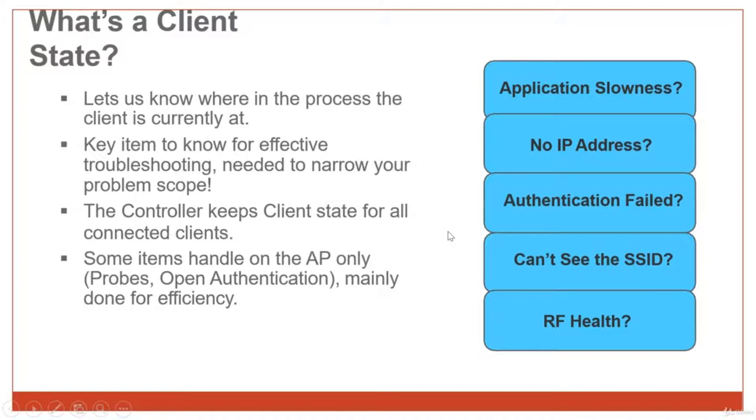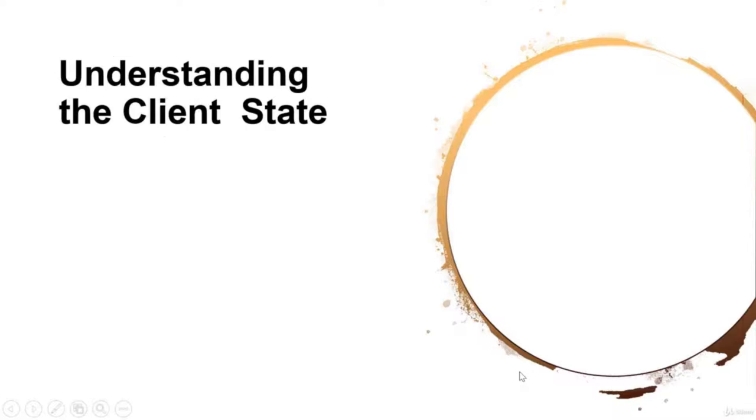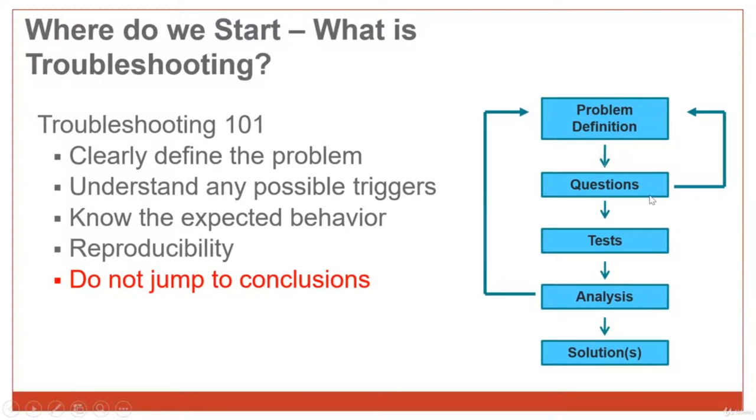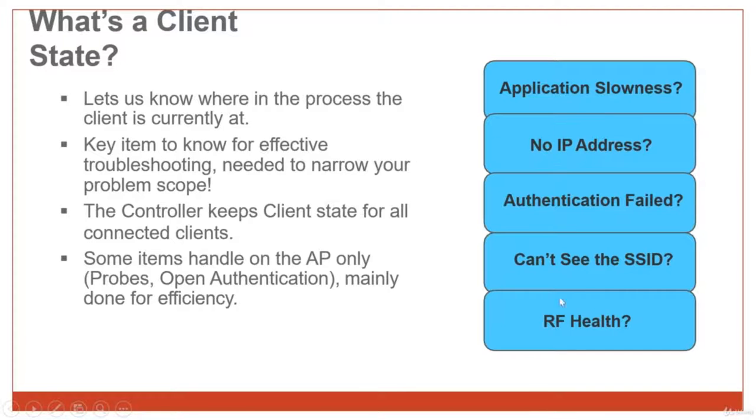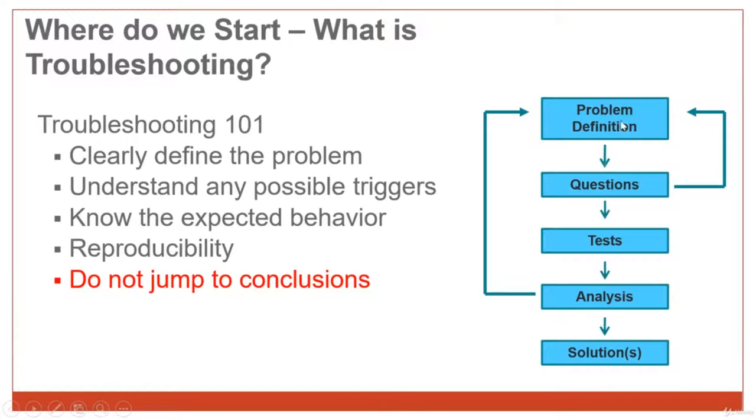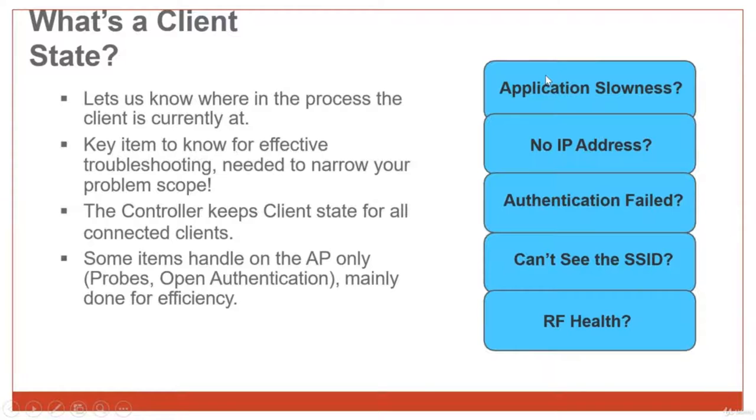So those things should be added, and these things should go inside the questions. You go and ask these questions: what exactly are you facing? For example, application slowness means you have done the authentication, you have the IP address, you have the RF health, you can see the SSID. Again, application slowness can map to the RF health also. If you have a weak signal, then maybe that is the cause of the slowness of the application, correct? So we need to understand, looking at this chart, that there is the problem, then questions, and while you are doing the analysis, again redefine the problem. That's the important key we have.